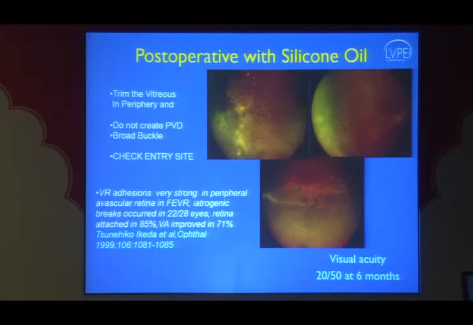When we operate, we don't do a PVD right up to periphery. We create the PVD up to the area of adhesion, and then we do a broad buckle and we trim the vitreous, because if we try to detach the vitreous all over up to the ora, then we can create a lot of breaks, and this has been shown in literature also. And we could salvage this eye.